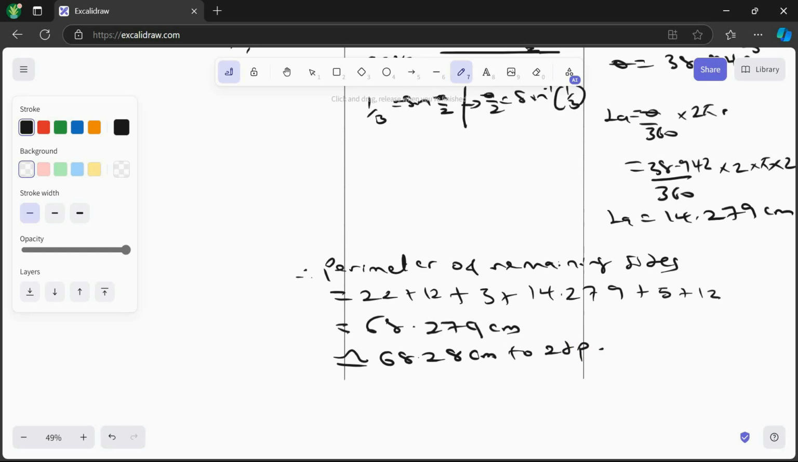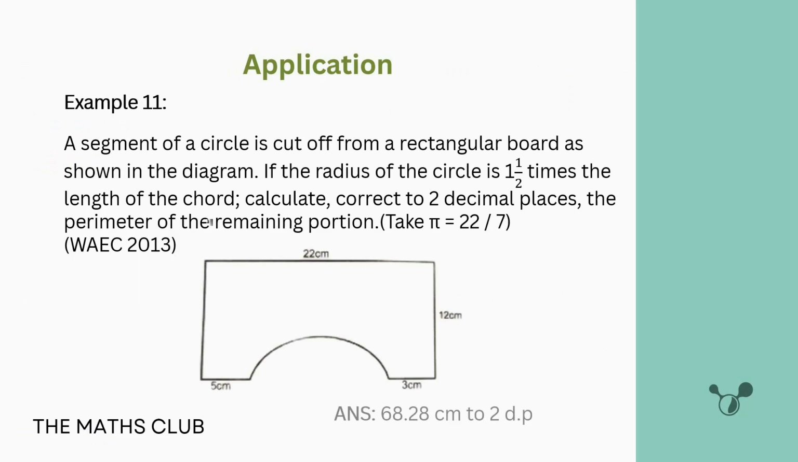So this is how you solve questions like this. Just know what you're trying to achieve and then use the information you're given to get what you want. Let's see if our answer is correct.